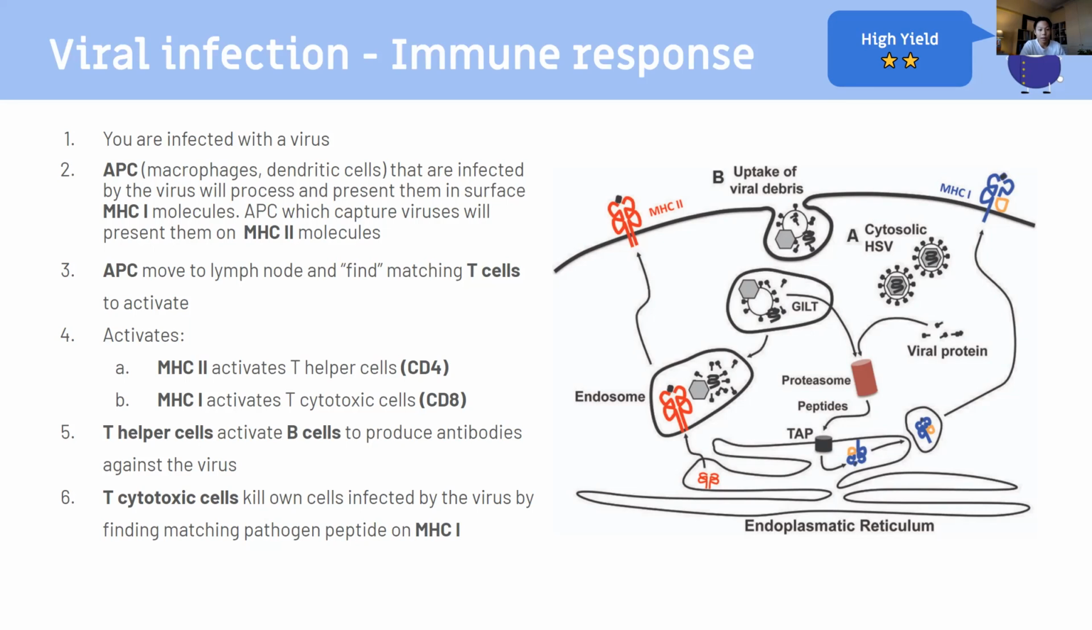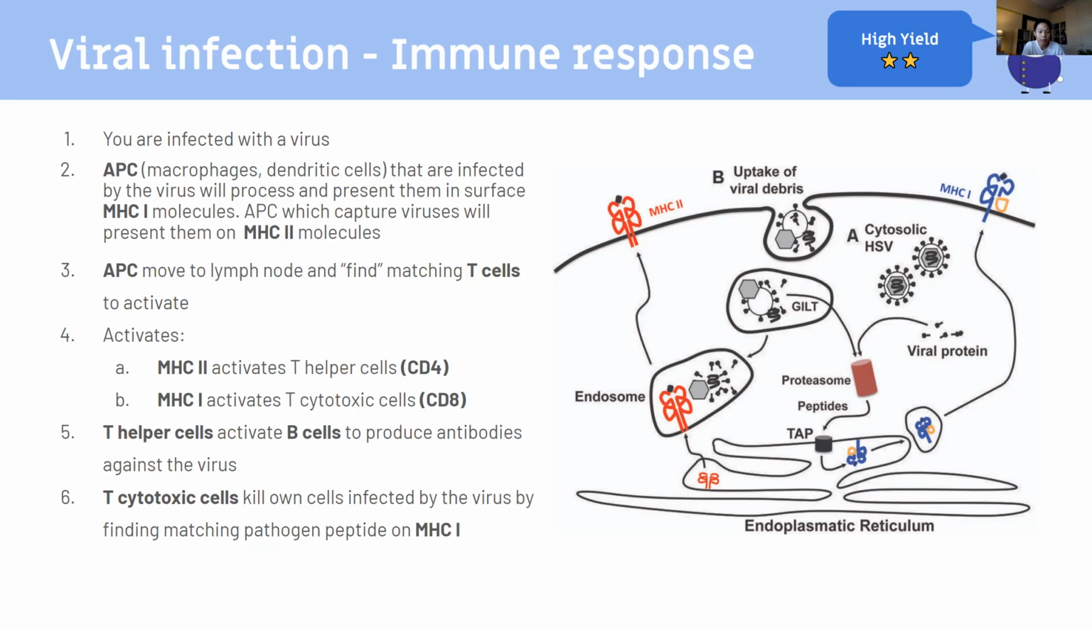Our APCs can be infected by the virus itself. And because that is an intracellular pathogen, it will then be presented on MHC1 molecules. Another way is that the APCs may not get infected by the viruses, but instead capture them. And in that case, they'll be presented on the MHC2 molecules. So over here, you can see that if we take up viral debris, if we capture it, it's going to end up on our MHC2. But if our immune cell gets infected itself, it will also show up on MHC1.